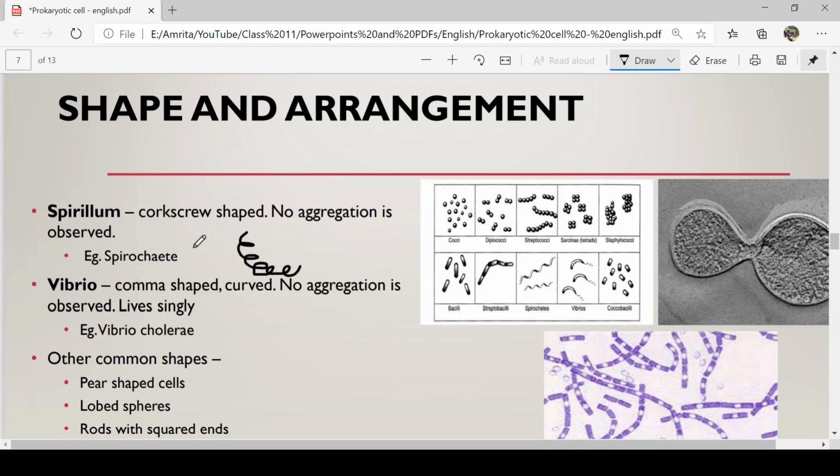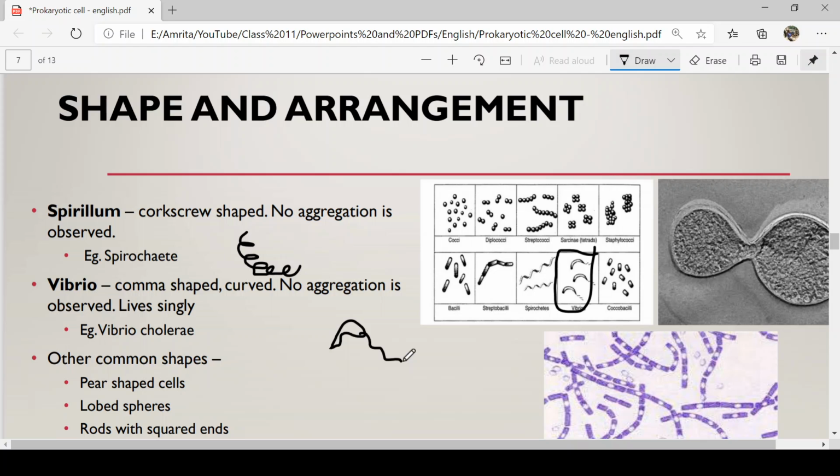Next, we have another very common shape, a vibrio. Vibrio is comma shaped. Now if you look at this diagram, this is a vibrio. They look exactly like this, with a flagellum on one end. So they are comma shaped and curved.